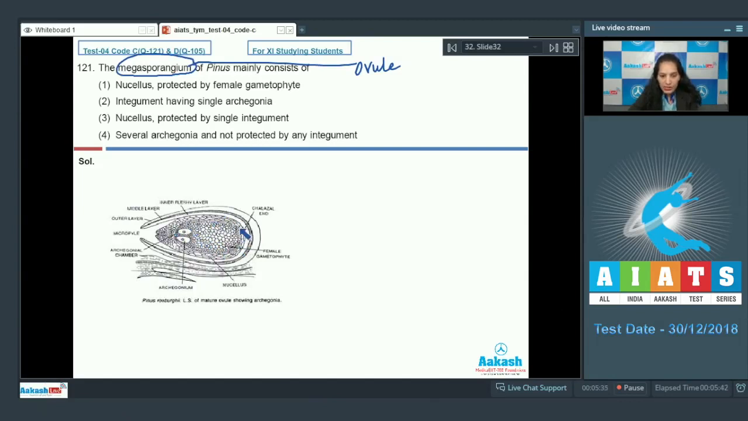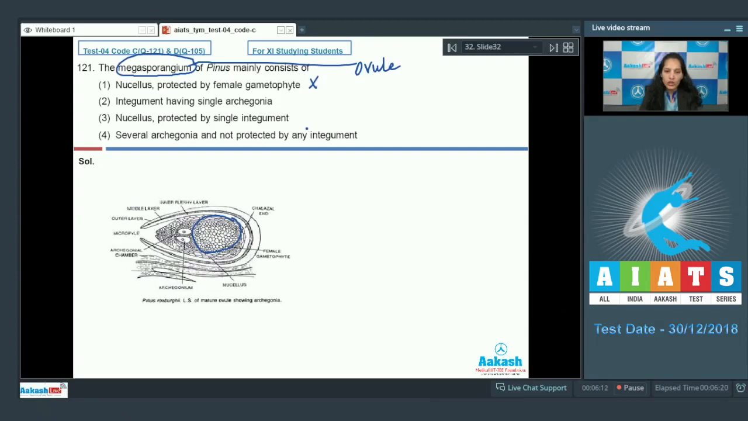This is the nucellus which is shown over here. This is the female gametophyte present in the ovule. These are archegonia inside the ovule, and this is the integument which protects the body of the ovule. So, first option, nucellus, protected by female gametophyte. The megasporangium consists of nucellus, but it is not protected by female gametophyte. Female gametophyte is present inside the ovule. So this option is ruled out.